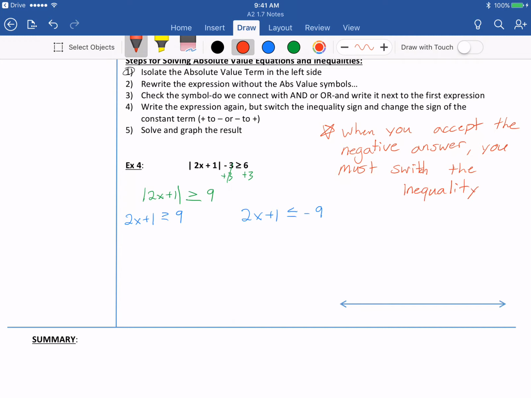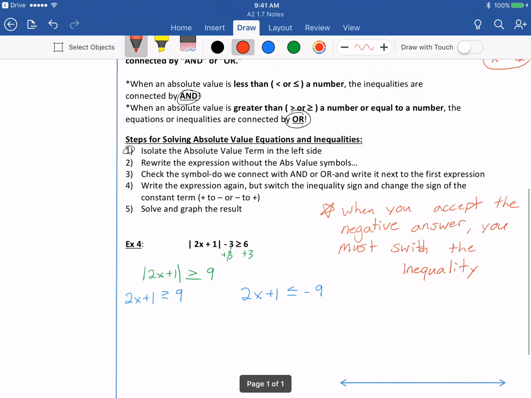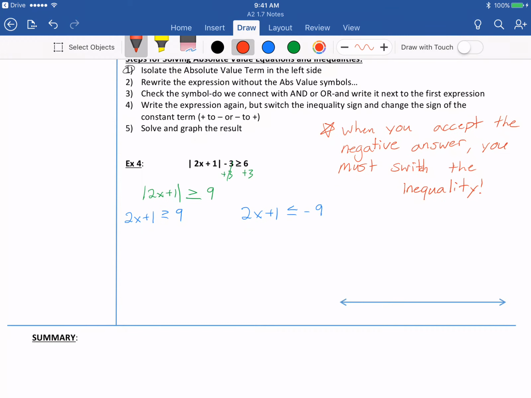This is just like when we had the regular inequalities yesterday, when we divided by a negative, remember that we had to go through and switch that sign. So this is the same thing. When you accept that negative option, you must switch that sign from a greater than to a less than here. So switch that guy around.